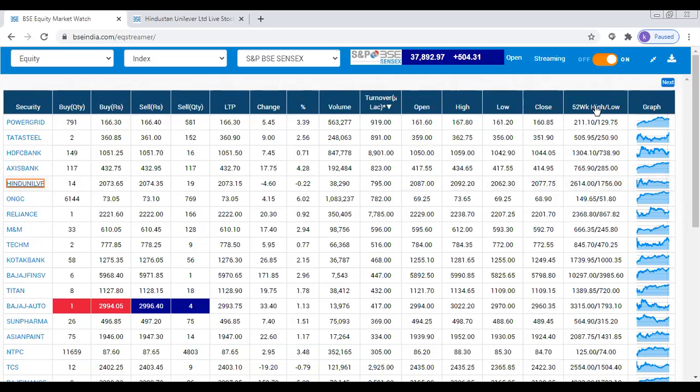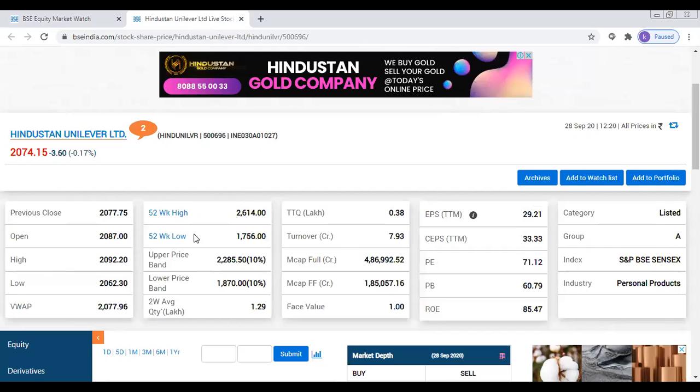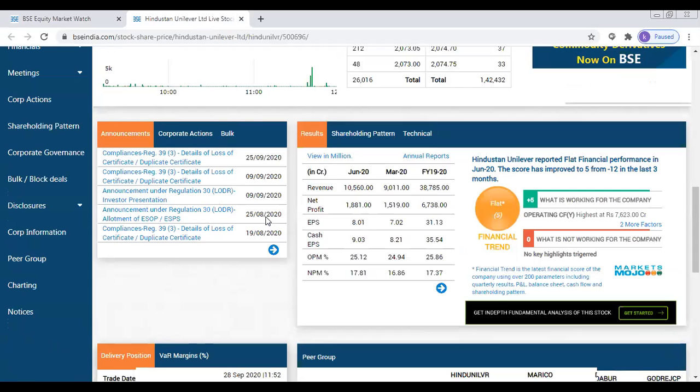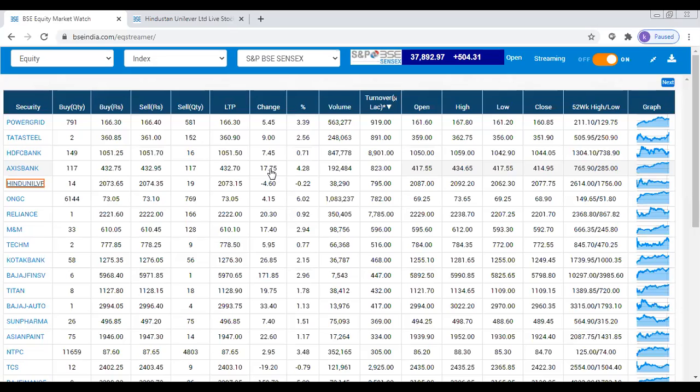This we call 52-week high and low. In the last 52 weeks, that means in the last 1 year, what was the highest price that the share reached? It reached 2,614 rupees, and the lowest that the share reached is 1,756. So this is the range in which the share has been trading, right? And if you want the details of it, the graph of the same is also applicable here. So all the data that you can get is from this particular data. So this was the graph that we have of Hindustan Unilever. Okay, so this is how you need to read the charts as far as the live market streaming is concerned.